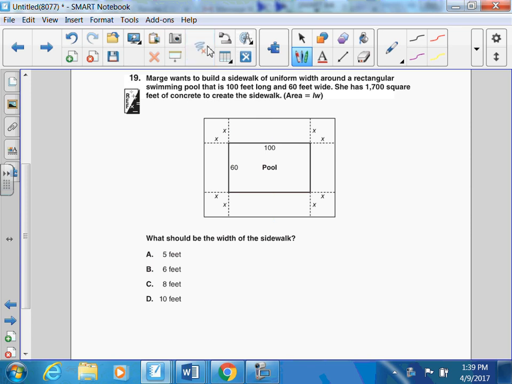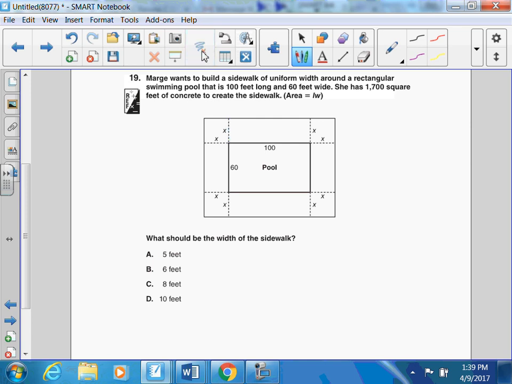The pool is 100 feet by 60 feet, and we have 1,700 square feet of concrete to create the sidewalk. What should be the width of the sidewalk? So let's figure out how wide this should be right here.